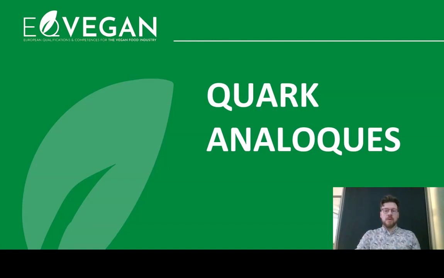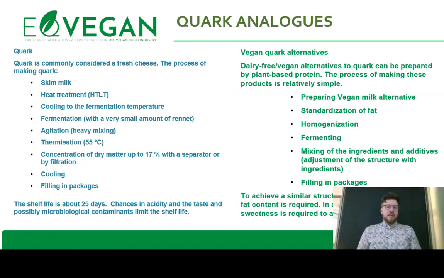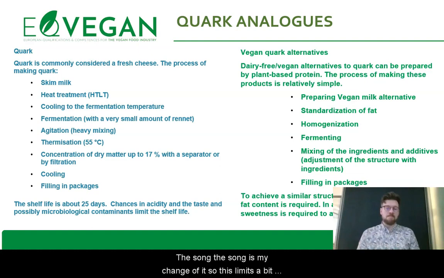About quark, it is a popular product, at least in Finland. It's a form of fresh cheese. Again, a bit of a process chart. Fresh cheese, or quark, is made by adding just a little bit of rennet. And then there's the concentration phase where we try to get the dry matter quite high, because quark is quite sour. The sourness might change a bit, so this limits the shelf life, which is otherwise 25 days.